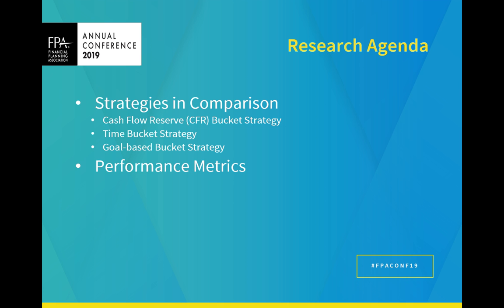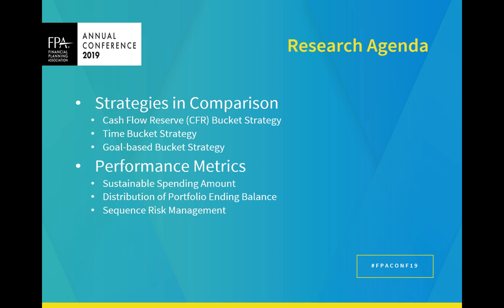And then how do you measure them? There are a lot of ways you can measure them. We choose to use sustainable spending amount. So basically, how much money you can spend if you want to have a certain percentage of success rate. And we also have the distribution of portfolio balance. It's like at the end of year 30, how much money you have in your account.